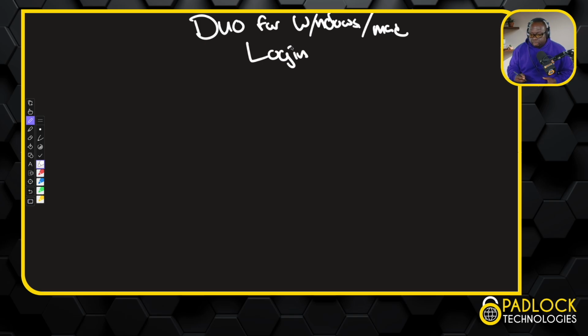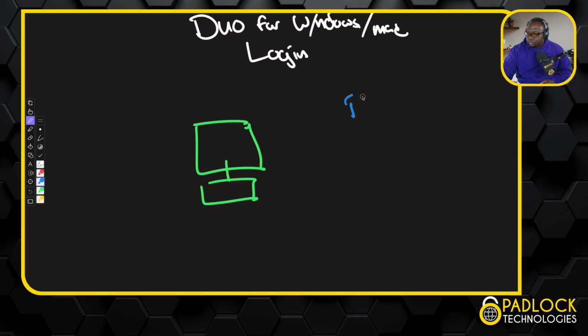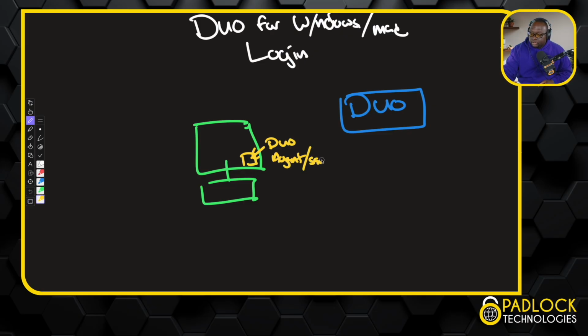So what does this look like? Basically, real simple. We have our machine here. Let's just draw a little stick figure computer. Then we'll have Duo over here. On this machine is going to be a piece of software running. We'll just say this is the Duo agent. Now, it's not technically an agent, it's a Duo service. If you've used AnyConnect start before login, it's kind of similar to that.